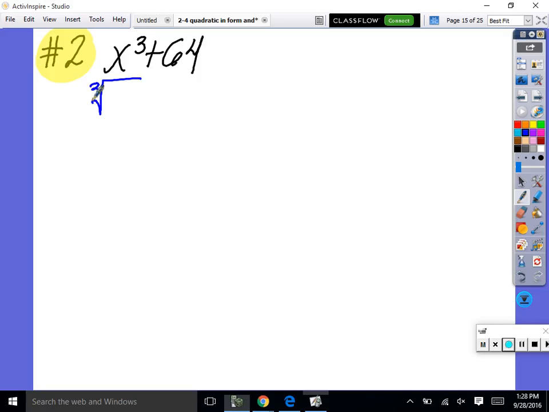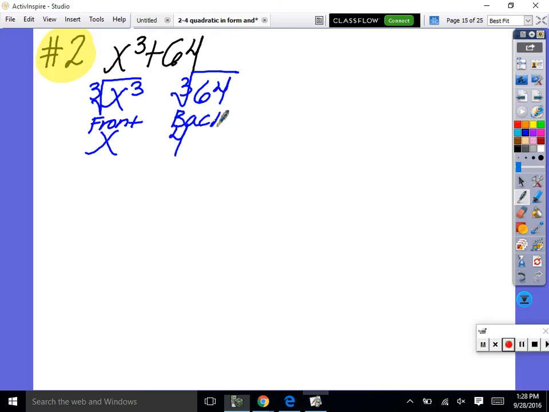This is our front thing. You take the cube root of that. So the cube root of x cubed, we get x, correct? That's what I'm going to call front. Now you'll take the cube root of this thing, not including the sign. The sign has nothing to do with it. Take the cube root of 64 and we get 4. This is considered the back.